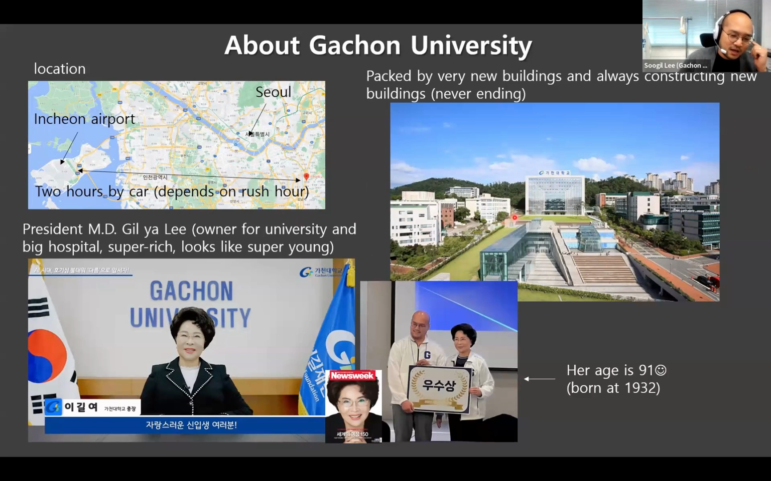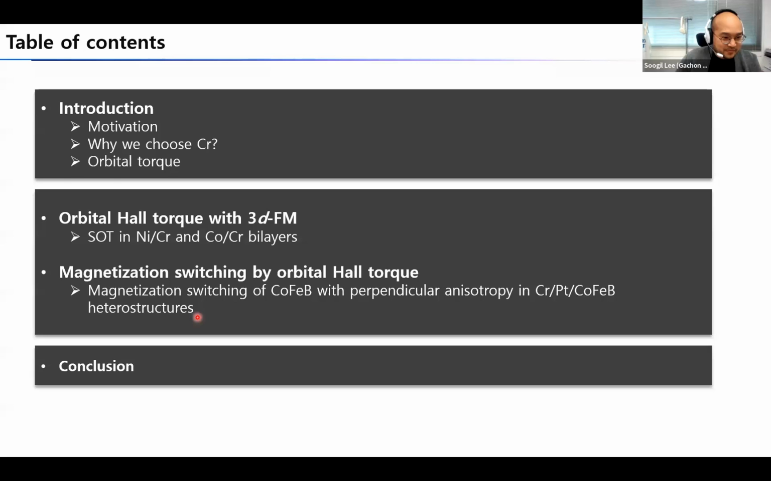There is never a stop. And the most famous thing about our university is the president, who is the owner of this university. Her name is Lee, and maybe almost every Korean knows her name. She looks like a super young woman, but her real age is 91. I met her a month ago, and I was surprised because her skin looks younger than mine. This is the main reason for that. Her nickname is the Korean vampire.